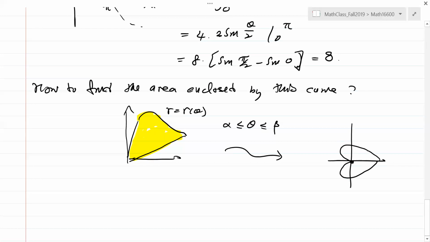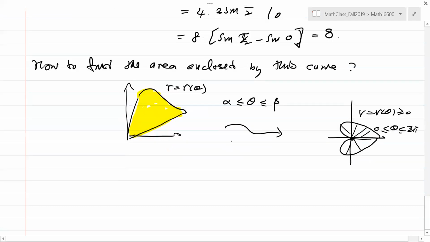Clear, right? So r is going to be r of theta, greater than or equal to 0, and theta is between 0 and 2 pi. You can apply it to that problem. So as long as you're able to find a formula for the area of this region, you can apply it to that special case. So we have to find the formula.